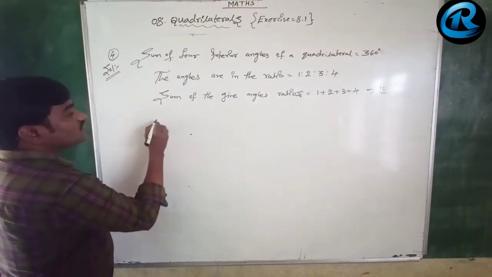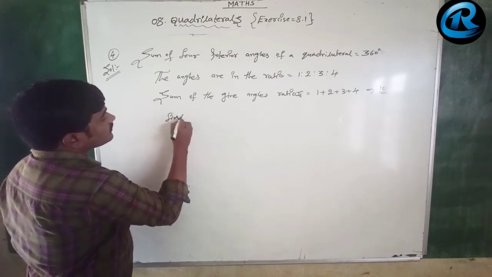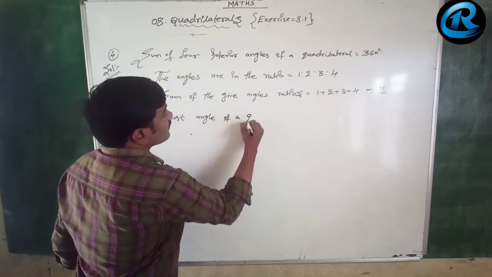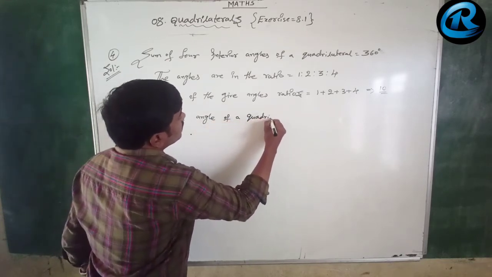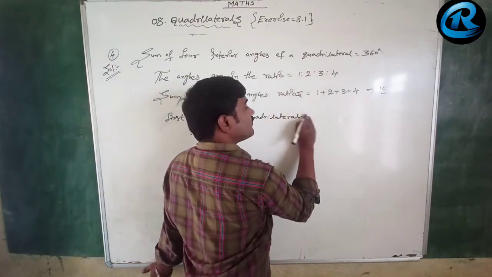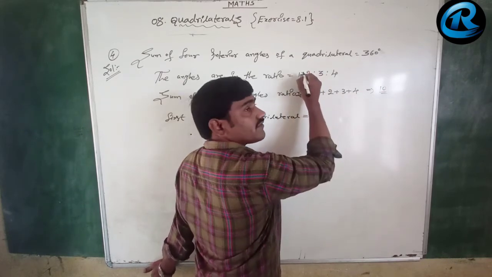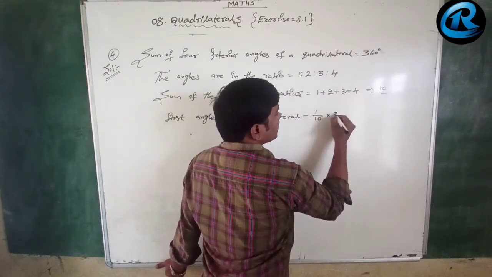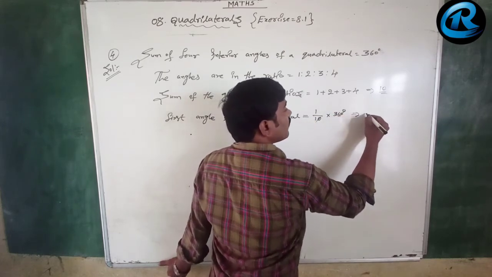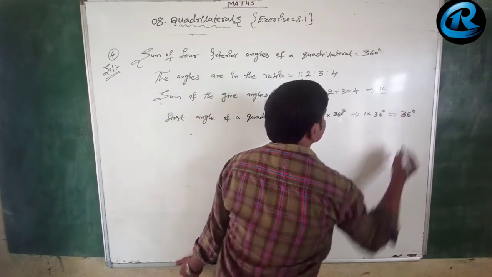Let us find out the first angle of a quadrilateral. What's the given ratio? One part is given out of 10 parts. The first angle is one part out of 10 parts into 360 degrees. See, 10 and 10 when you cancel, you get 1 into 36 degrees, that equals 36 degrees.